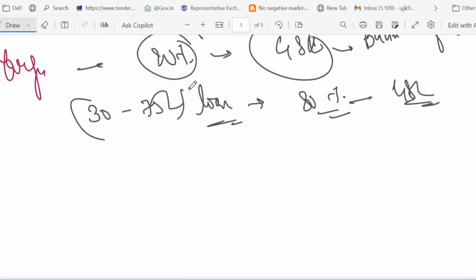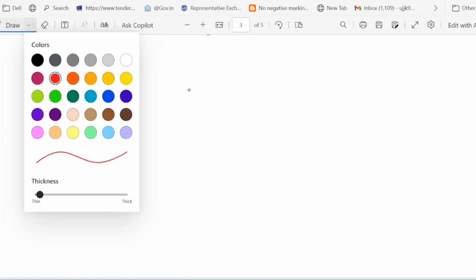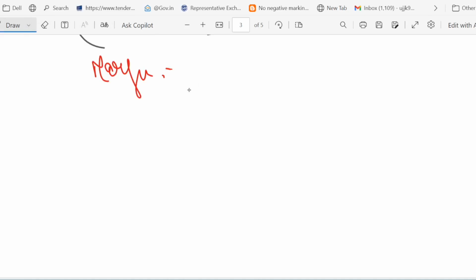So what is the learning from this question? First of all, we learned that margin is the borrower contribution. Remember it. Margin is the borrower contribution. Right, so here 20% is the margin, which means the bank can give a maximum of 48 lakh.